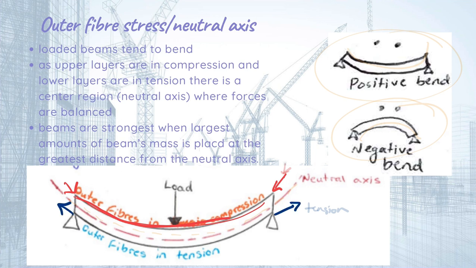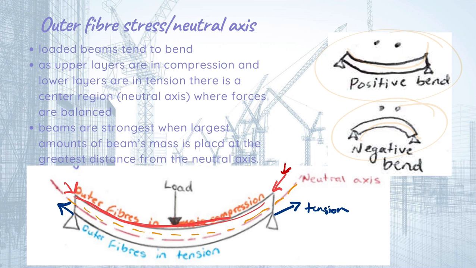And because these two forces are opposing, this one's in compression, and this one's in tension. So somewhere along the middle, there has to be a point where it is neither in compression or tension, and that's known as the neutral axis.